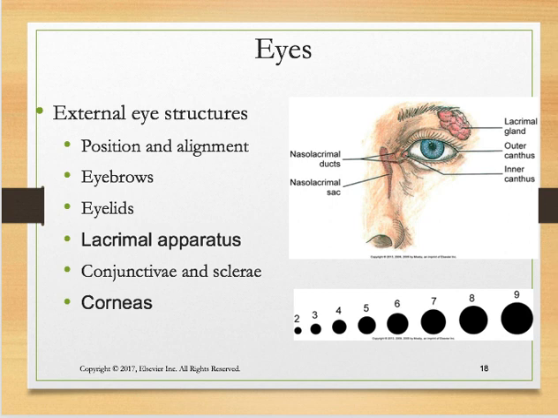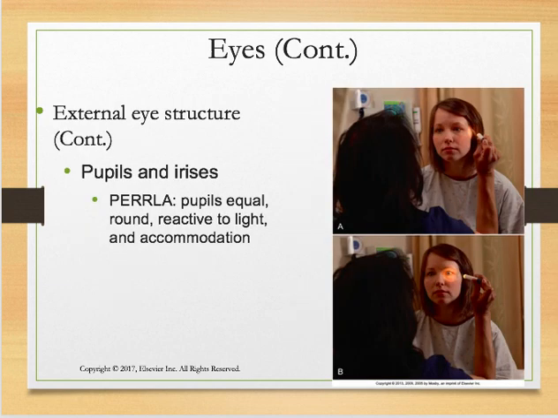So again, you are also going to learn what we call PERLA, and that means pupils are equal, round, react to light, and accommodate. That is something you'll be doing in your baseline head-to-toe assessment, okay? That's a very quick neuro check that we can do. So you turn off the lights and you have a pen light. For clinical, you guys will need a pen light.